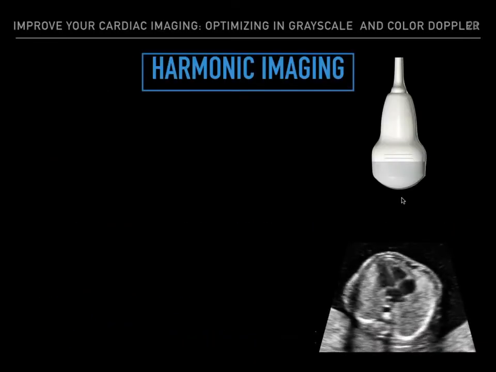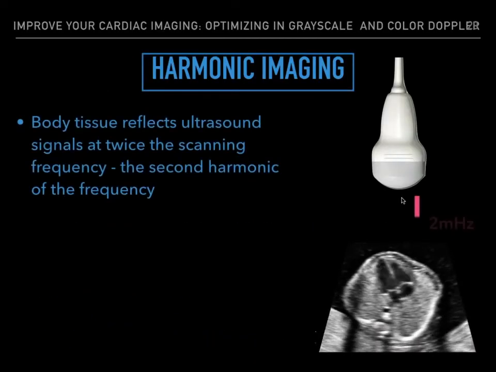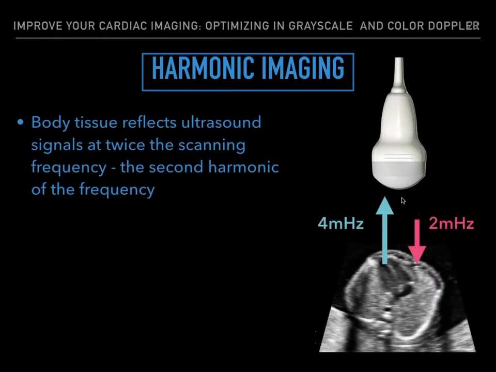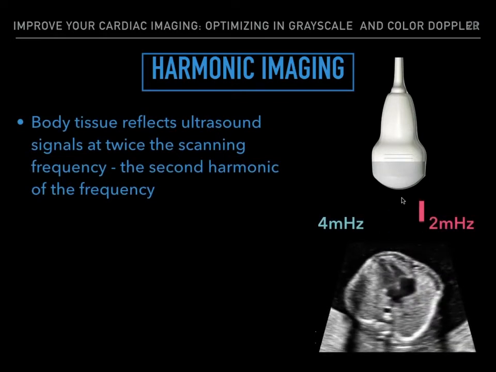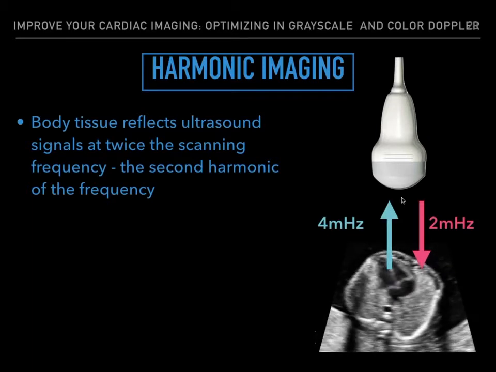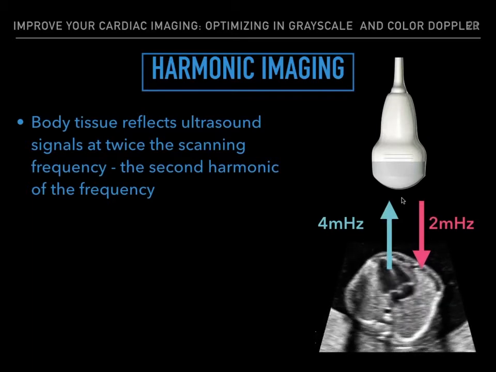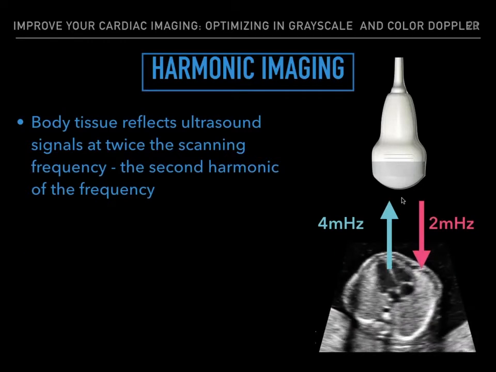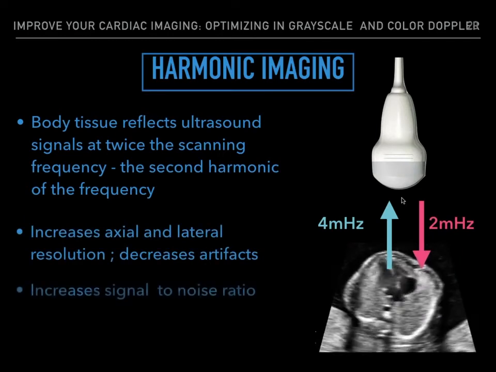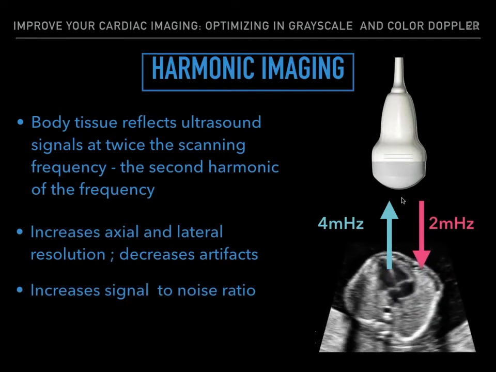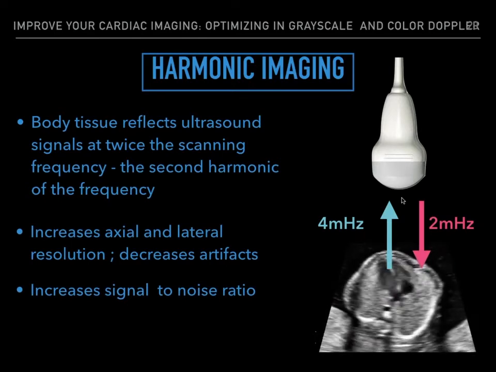So harmonic imaging is an advanced imaging technology in which body tissue reflects ultrasound signals at twice the scanning frequency. As you can see in this animated diagram below, the reflected harmonic wave has a lower amplitude and a higher frequency than the first fundamental wave. Because of this, this actually increases the axial and lateral resolution, decreases artifacts, and also increases signal-to-noise ratio.